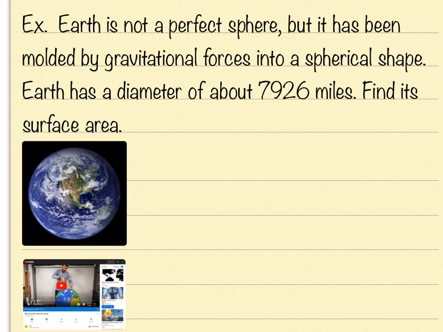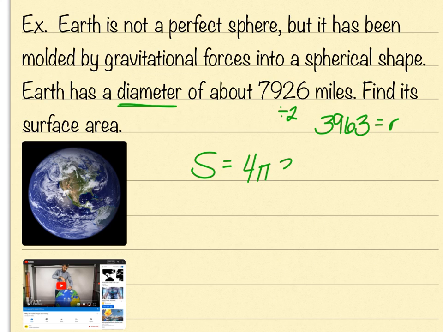Now remember, it's not all inhabitable. We have oceans that make up most of the Earth, but we can still find its surface area. So this isn't just the land. This is the entire Earth, including the water. And so if it has a diameter of 7,926, we would want to divide this by 2 to find the radius, and that's going to give us 3,963 is what the radius is. So surface area equals 4 times pi r squared.